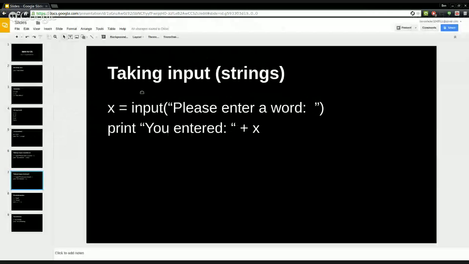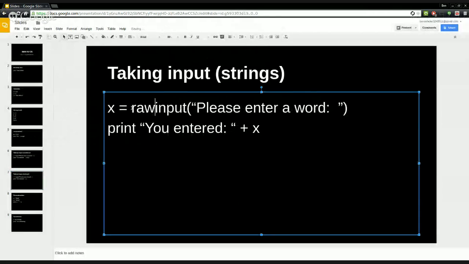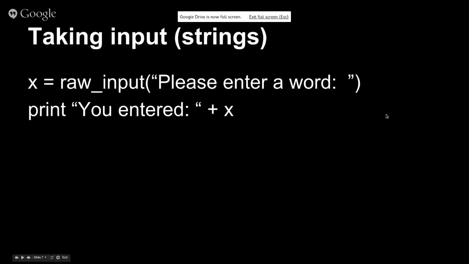But if I'm using a string, I want to use the method raw_input. And that will always take in a string. So if I typed in a number to please enter a word, it would just read that in as a string, and it would put that number in double quotation marks. Always. That's what the raw_input function does. And just like the other input function, you pass it a string, and then it prints it out, waits for you to type in something and hit enter.